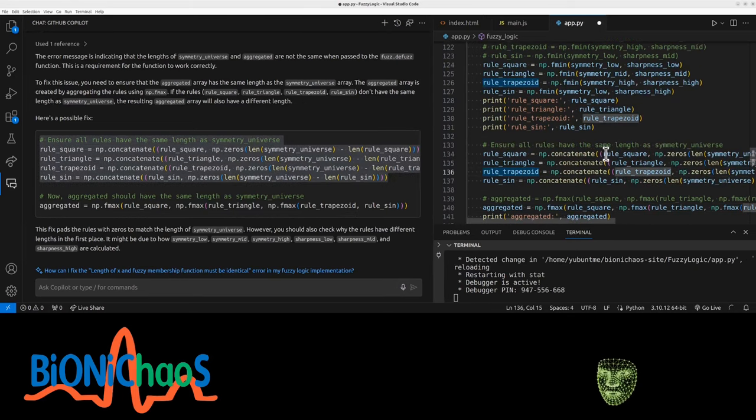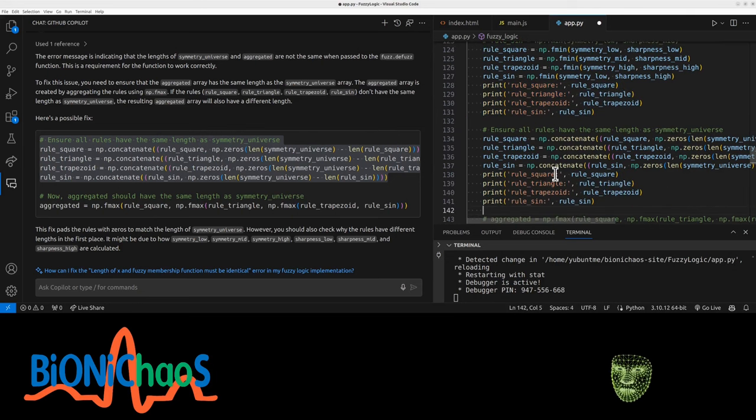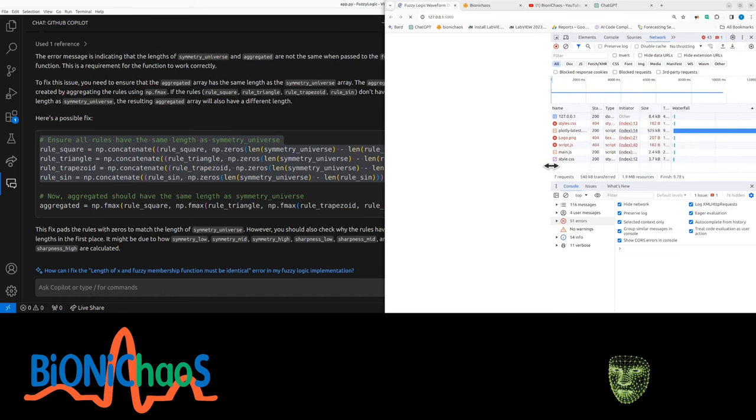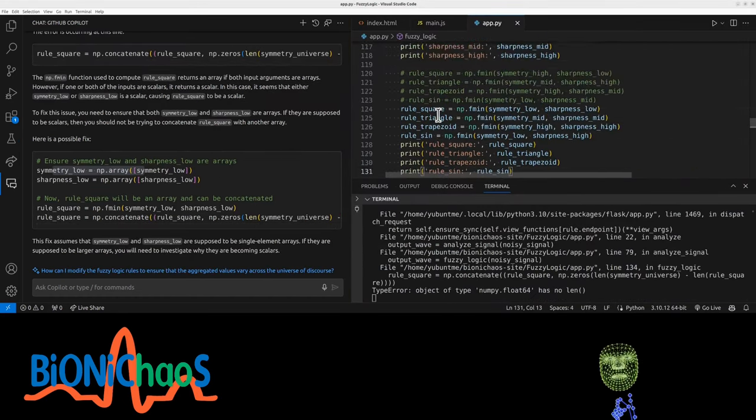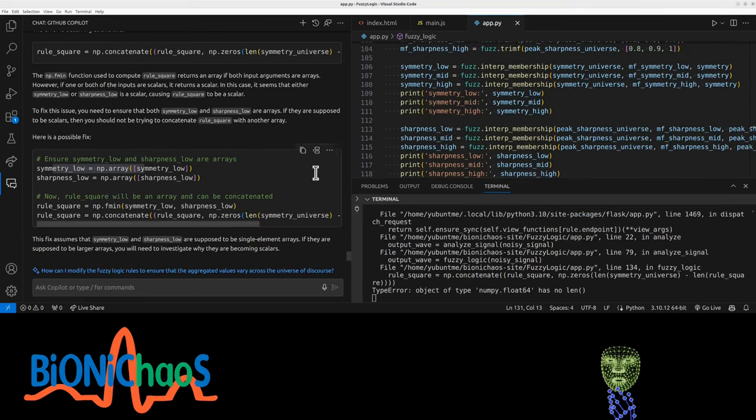We're taking the original rule square, actually print it again. This after concatenation. Test this again. How was it working before? I thought it wasn't an array. Is the symmetry low? Why are they becoming scalars?